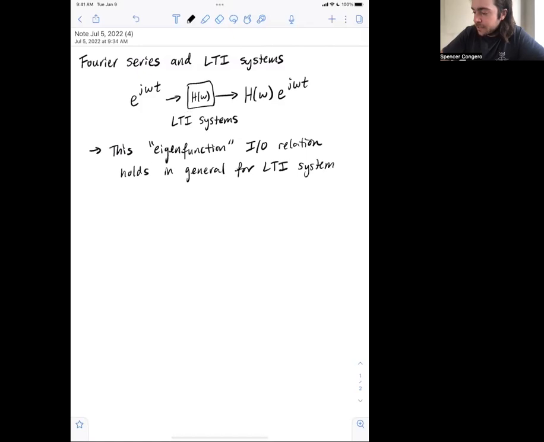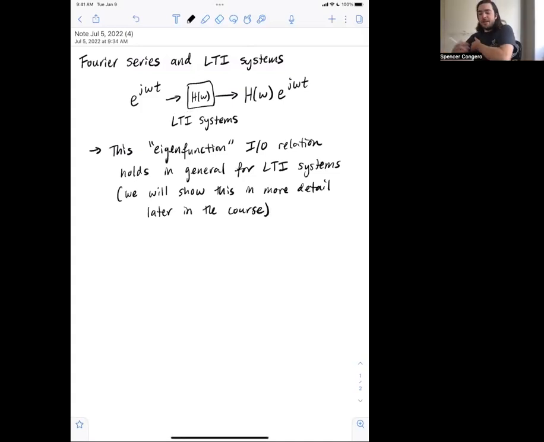We will show this in more detail later in the course, when we have more material available to us, but for now we're going to take it to be true. We're used to it from RLC circuits. We're just now generalizing it to LTI systems.